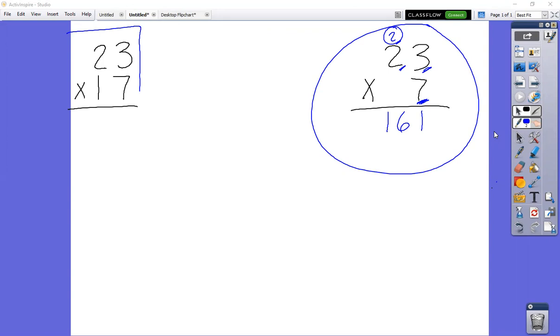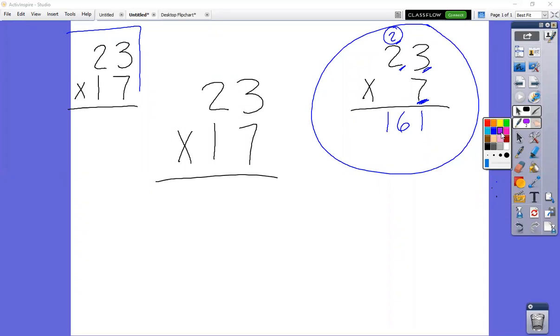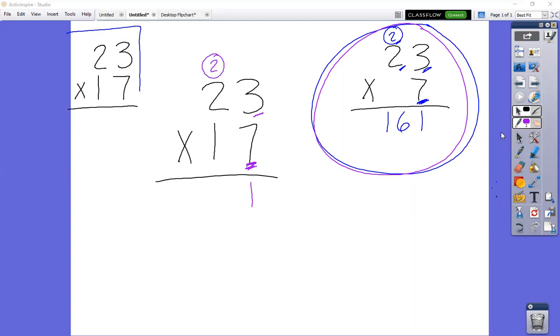Okay, so I'm going to move this to the middle so it's a little bit bigger for us. 23 times 17. So let's do this one first. And then I'm going to keep this other problem up in the corner so we can look at it in just a minute because we're going to notice something that's similar between the two. Okay? So we are going to start just like we did over here. We're going to start with this 7. So 7 times 3 is 21. We put the 1 down here, the 2 up here, and then we do 7 times 2 is 14, plus 2 is 16.